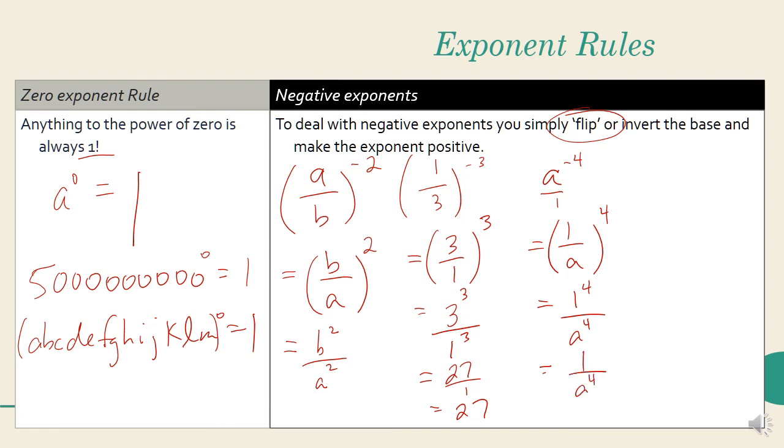Let's try it with a number. 2 to the negative 10. Again, it doesn't look like there's anything to flip, but you have to remember, any whole number really is over 1. So if I flip that, 1/2, make my exponent positive 10, 1 to the power of 10 over 2 to the power of 10. 1 to the power of anything is 1 over 2 to the 10. So that's a tricky one. Maybe go back, listen to this again, recopy down, make sure you have your head wrapped around this.